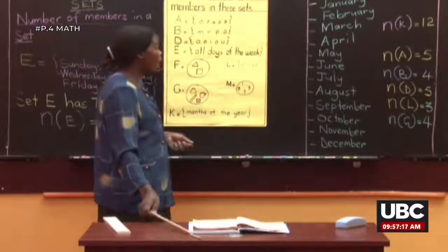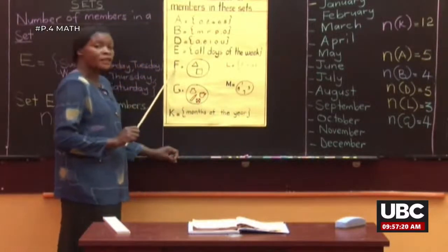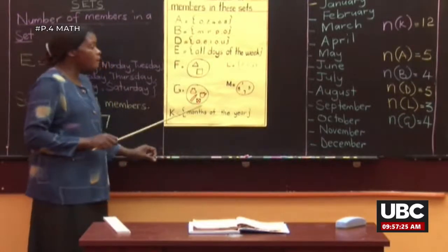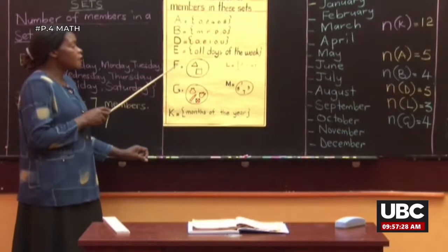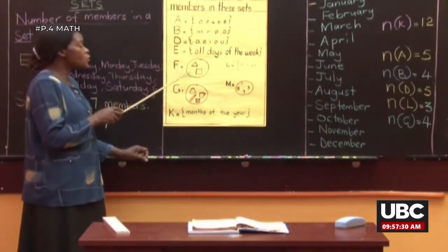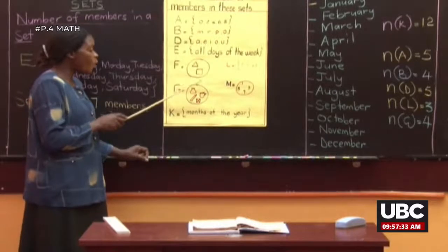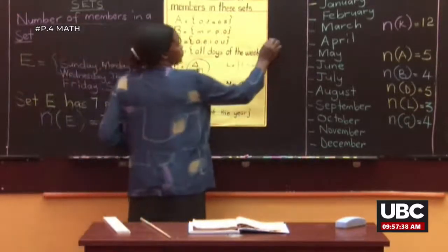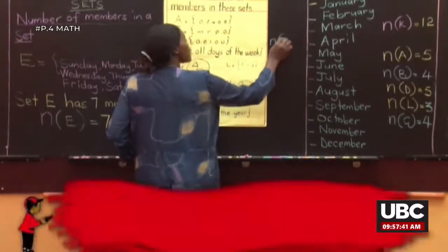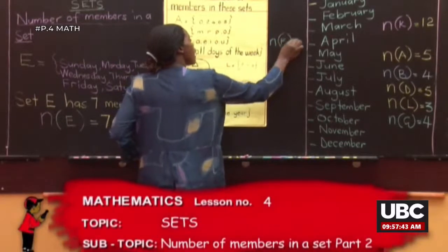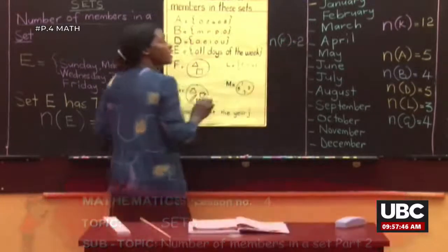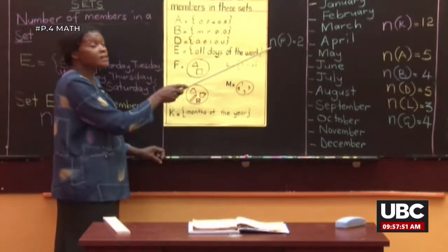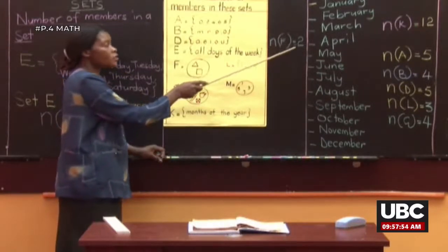And lastly on our chart, we have set F with 1, 2 as its members. Therefore, we say set F has 2 members, or just begin with N. N for set F. And the answer is 2, saying the number of members in set F is 2.